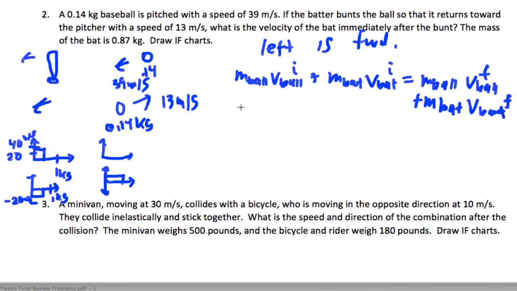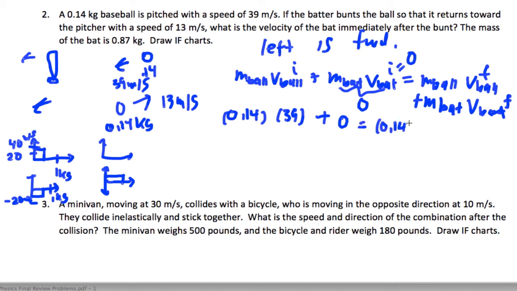And now let's put in our numbers. So we're going to have 0.14 times 39. Now m bat and v of the bat is 0 initially, so that makes this whole term 0 to start with. And then m ball is 0.14, and the return speed of the ball is negative 13. It's going back the other way. So again, left is forward, right's backward. And now we're going to have the bat going at its speed, 0.87 times this v final that we need to solve for. So that's the only letter we need to isolate.